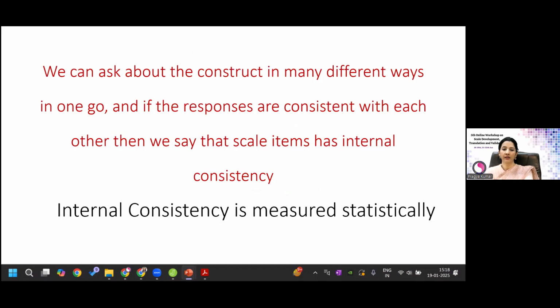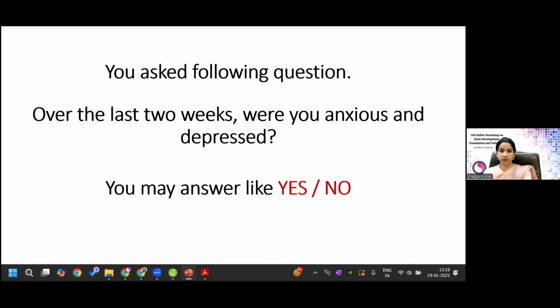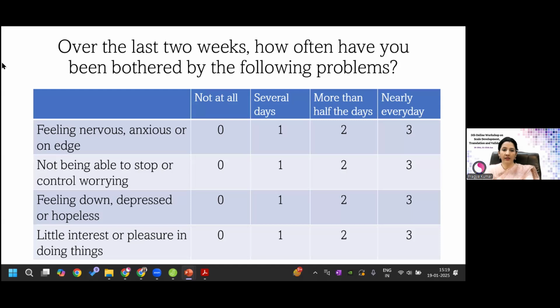Okay, so again, this is the same discrepancy in the measurement error that we have already covered. But to reiterate, if I want to measure the anxiety and depression status of students, then I ask the following question: over the last 2 weeks, were you anxious and depressed? So I've asked 2 questions here, and this is the PHQ-4, the Patient Health Questionnaire.